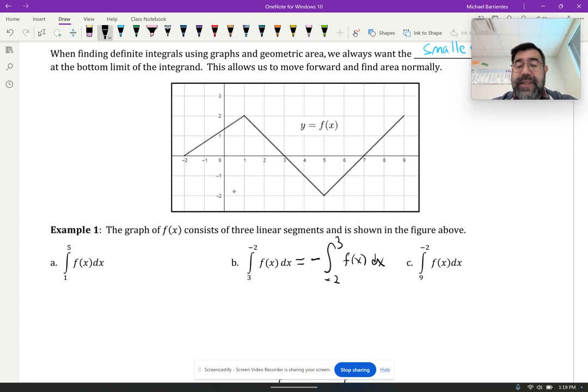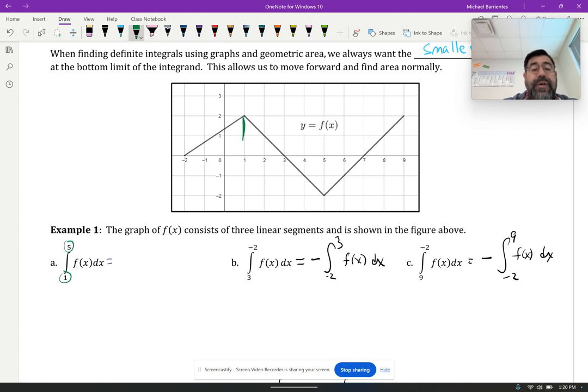And then, is this set up normally, or is this set up backward? I think this is set up backwards. A smaller number is not on the bottom. So I can say, hey, this is the same thing as the opposite of the integral from negative 2 to 9 of f of x dx. And so I have my 3 integrals written so that I'm going from left to right, and I can find the areas of these in a familiar manner. So I'm going to find the area from 1 to 5, from 1 to 5, from 1 to 5.